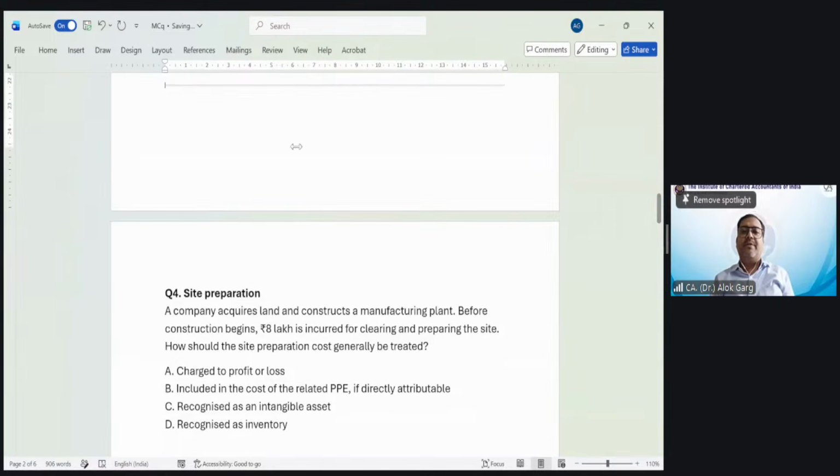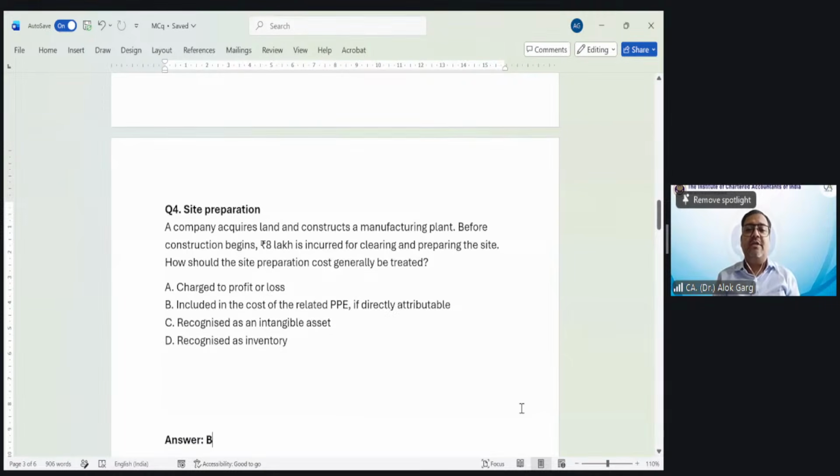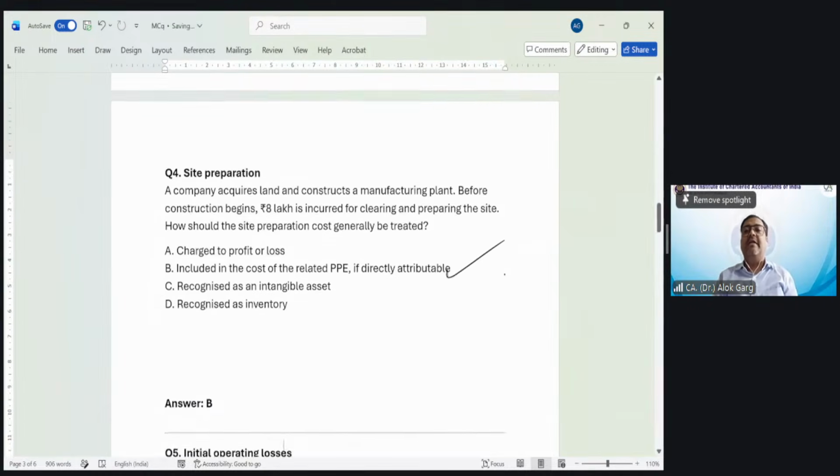Site preparation. A company acquires land and constructs a manufacturing plant. Before construction begins, 8 lakh is incurred for clearing and preparing the site. How should the site preparation cost generally be treated? Charge to P&L, included in the cost of the PPE if directly attributable, recognized as an intangible asset, or recognized as an inventory. Yes, it has to be included in the cost of the PPE if directly attributable.